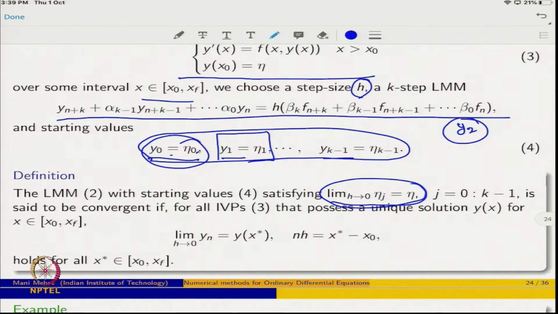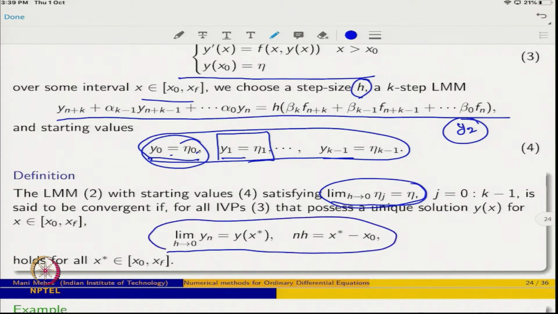If for all IVPs that possess a unique solution for all x. Okay. So, this condition is the same which we have seen earlier when we were looking at the definition of convergence of a single step method. The only additional condition here is that all the initial approximations which you are making should also converge as h tends to 0. So, eta 0, eta 1, eta 2 all should converge.